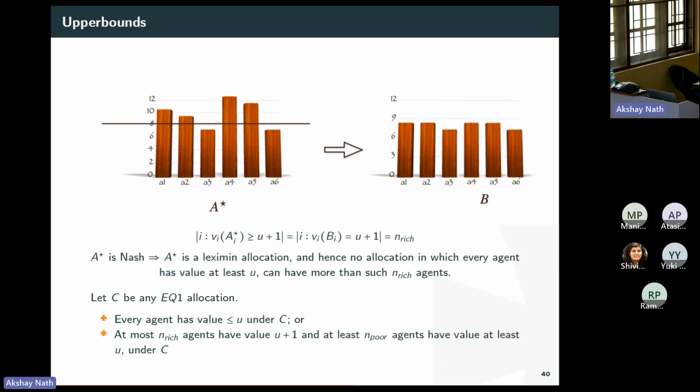Suppose C has at most n rich agents, because that is the maximum number of richer agents it can have, and at least that many poor agents have value at least U under C. Then it is exactly B, right? In some sense you can just rename the agents. Up to renaming it is isomorphic to B. So that would suggest that B maximizes any symmetric non-decreasing function of agent valuations.